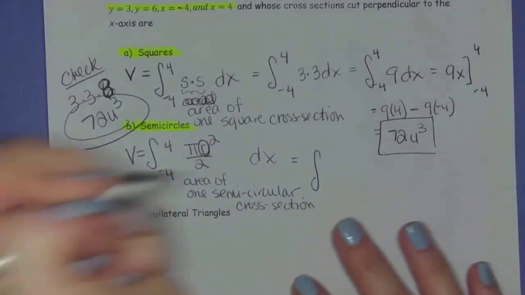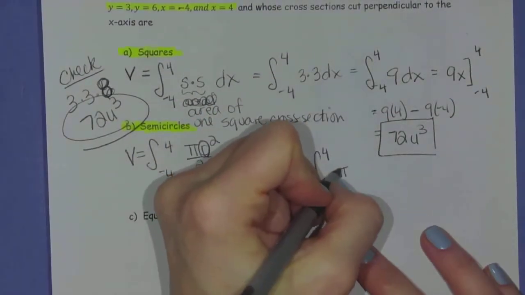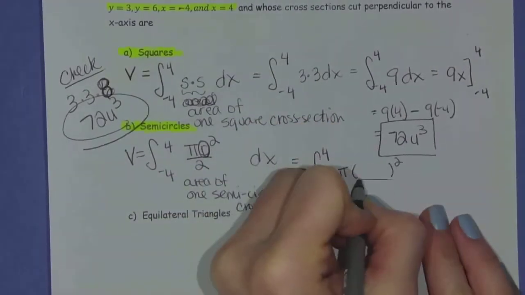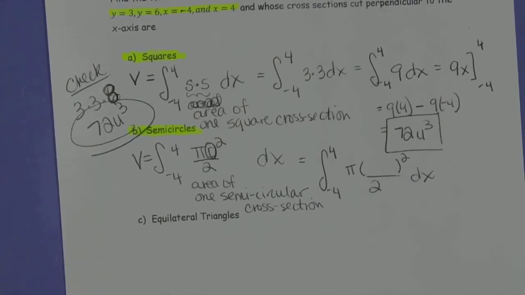Okay, so this is going to be the definite integral from -4 to +4 of pi, and I'm going to leave room for r squared divided by 2 dx. So I just have to find that r. Let's go back to the picture.